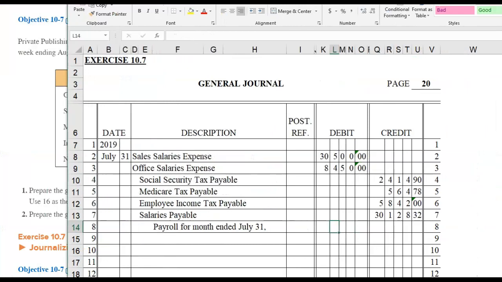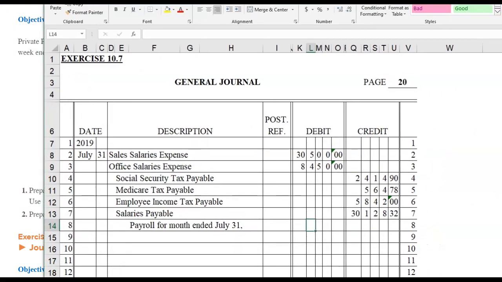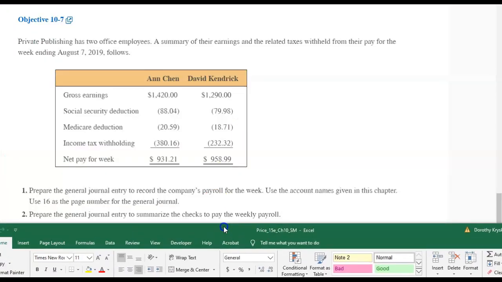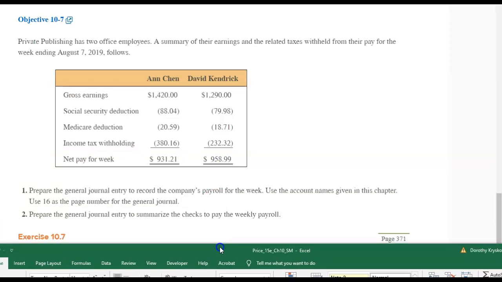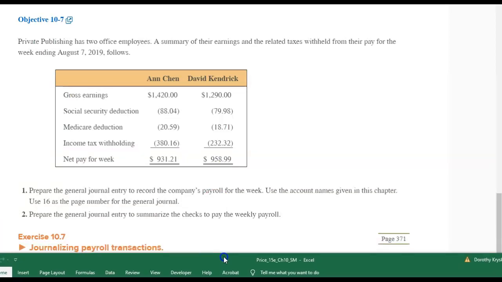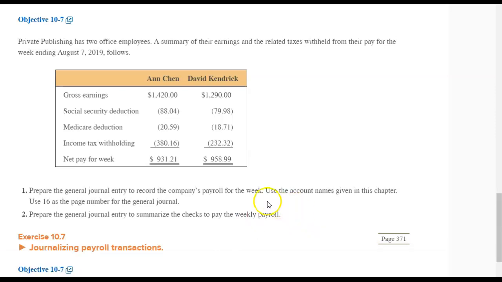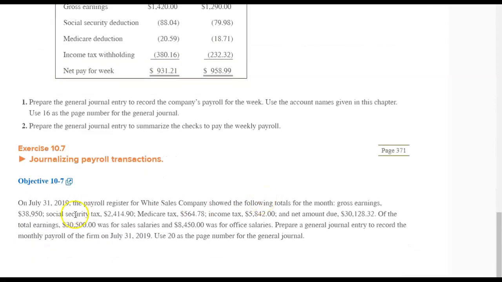Okay, sales, salary, expense. On 10.7, is that right? Prepare the general entry, use the accounts. Okay. Here we go. Oh, that was the previous one. There's 10.7. I thought something was funny. Okay.